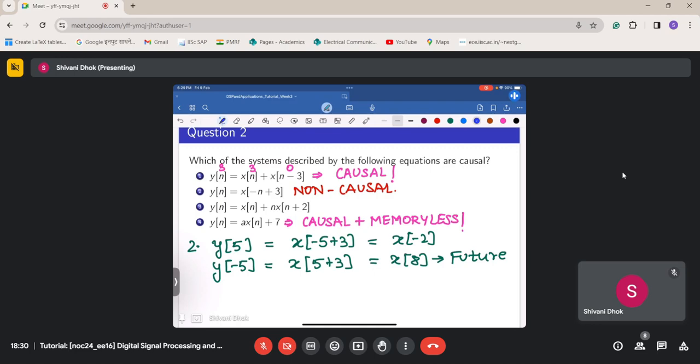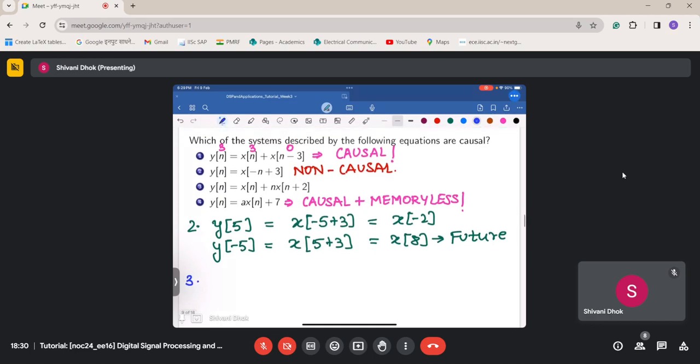Similarly, if we look at the third thing here, if we observe carefully, for the current instant, the output depends on the current instant as well as the input value which will be available after two time instants. So what I mean by that, if I look at y of 1, then this will be equal to x of 1 plus 1 times x of 3. So here again we have future dependency. Therefore this system is also non-causal.